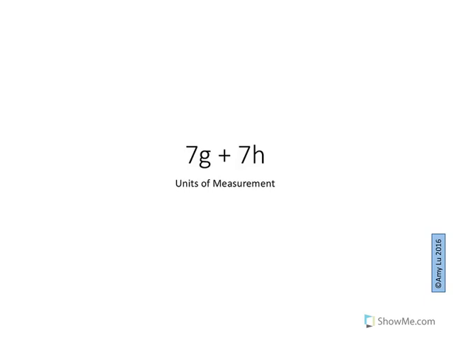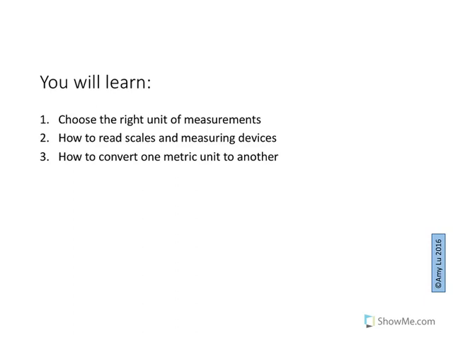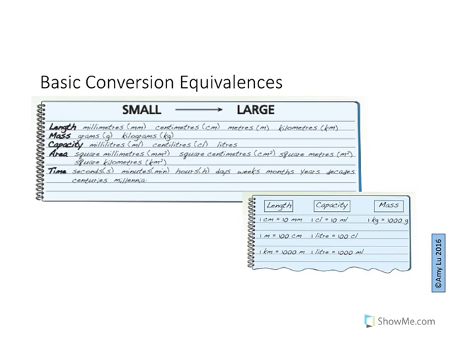This chapter is 7G and 7H, units of measure. In this chapter, you'll learn how to choose the right unit for measurement, how to read scales and measuring devices, and also how to convert metric units. So first of all, you need to know the basic ideas of conversion.